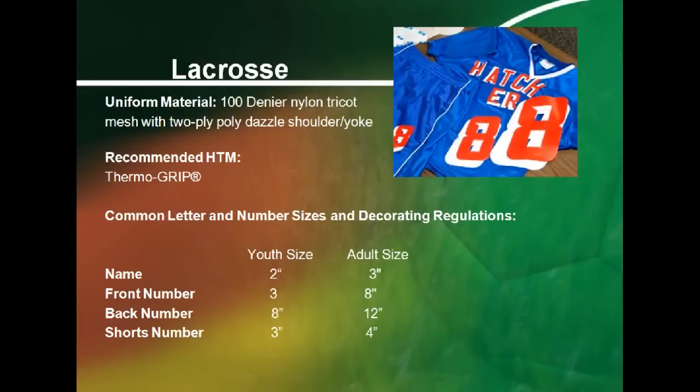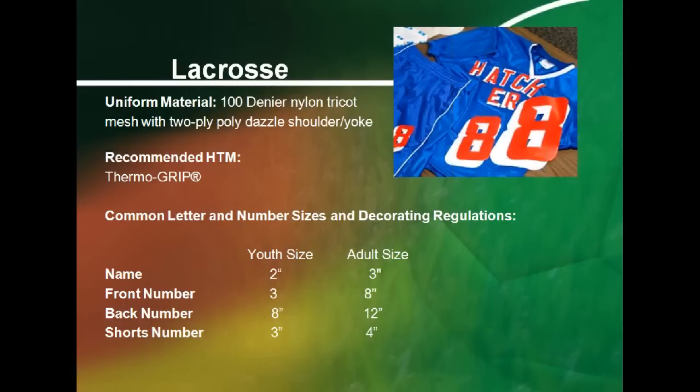So the first sport we'll talk about is lacrosse. Typically, your lacrosse uniform is constructed of 100 denier nylon tricot mesh with a 2-ply polydazzle on the shoulder and the yoke. So oftentimes, that's not really a material that you want to use thermofilm for. Now you could on the actual jersey in the center or on the back, but when you get up into that shoulder yoke, you're going to need thermo grip for it, because of that nylon component.